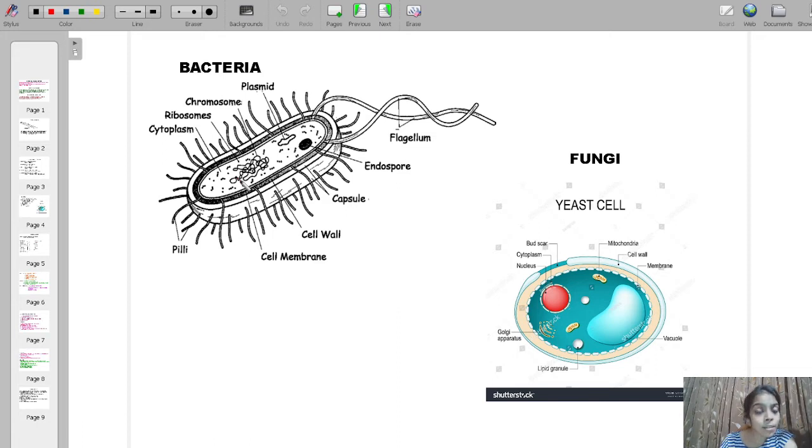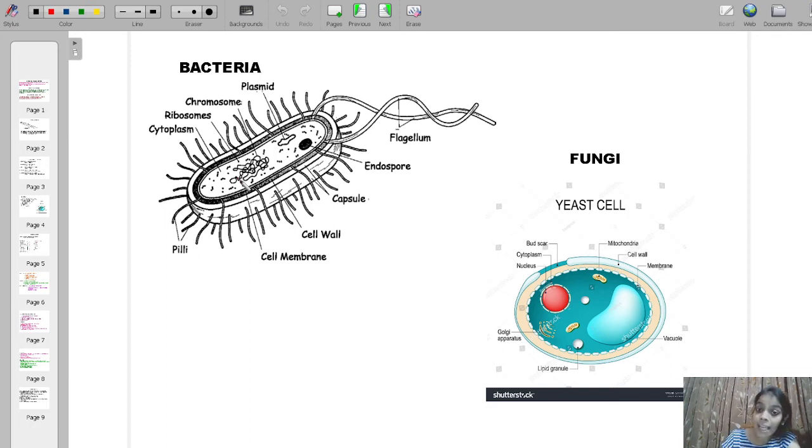Plastids will be absent, so they will have chromatophores instead of plastids. Chromatophores will have chlorophyll, which will help the bacteria to perform photosynthesis. Okay, so instead of mitochondria, they have mesosomes. Instead of plastids, they have chromatophores. So this is all about Monera.